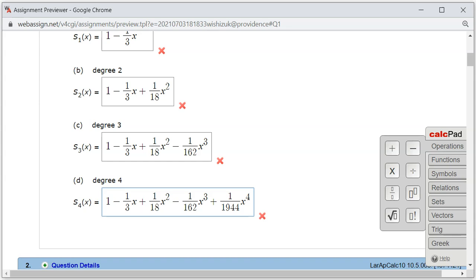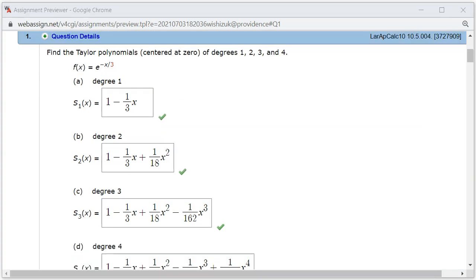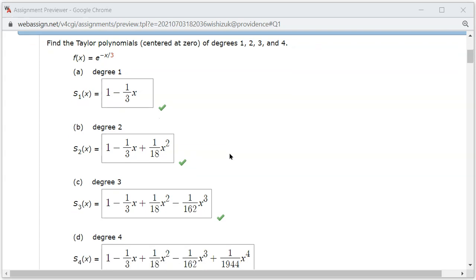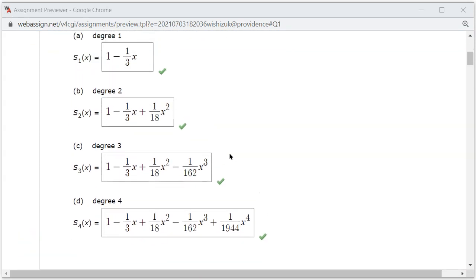Let's check the answer. It came back, and it looks like we got all 4 of these correctly.